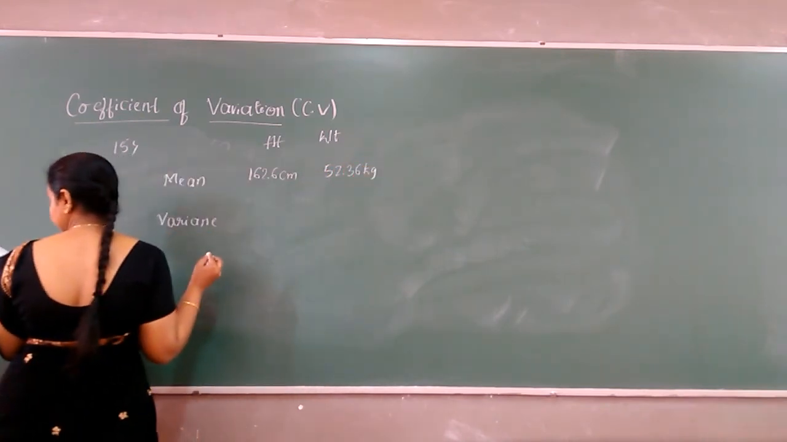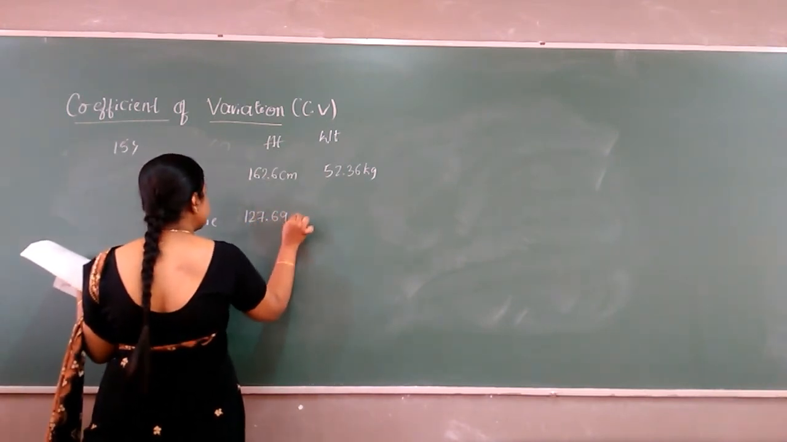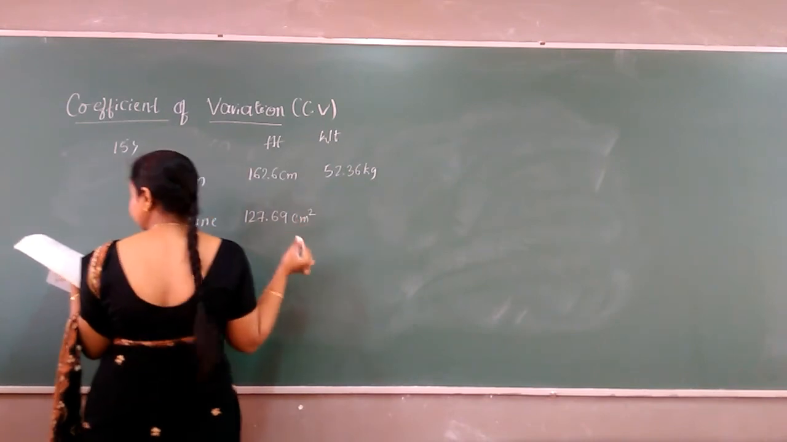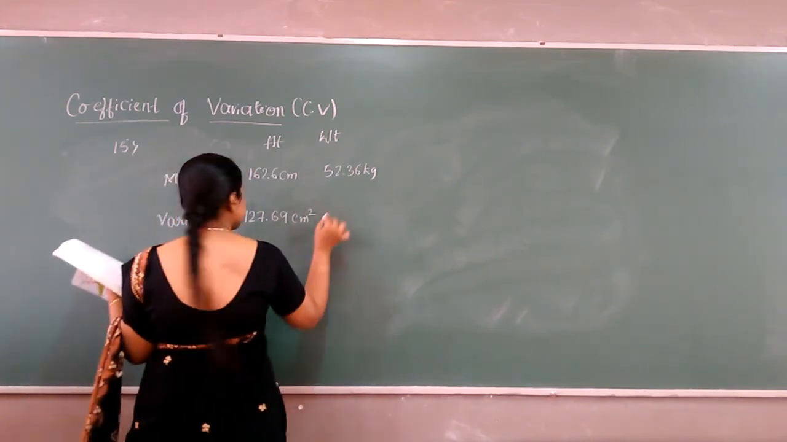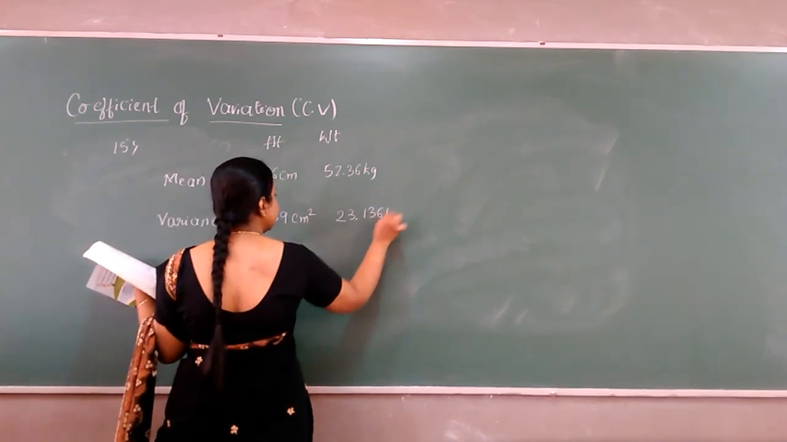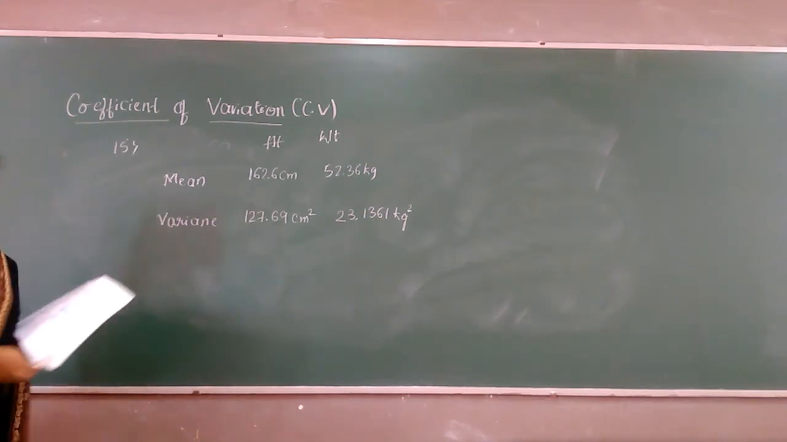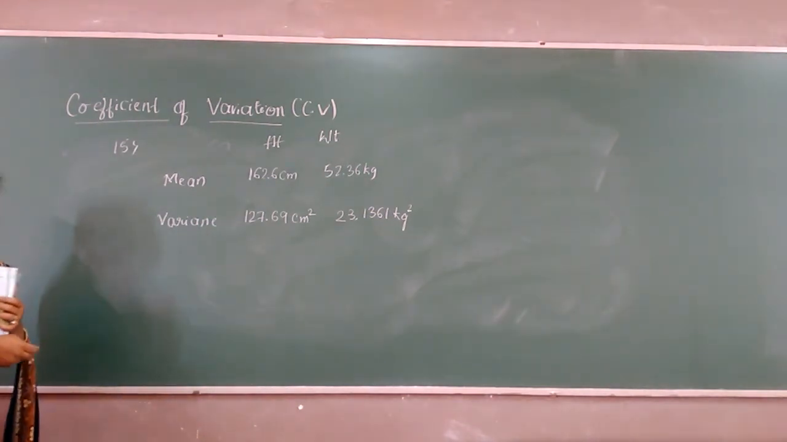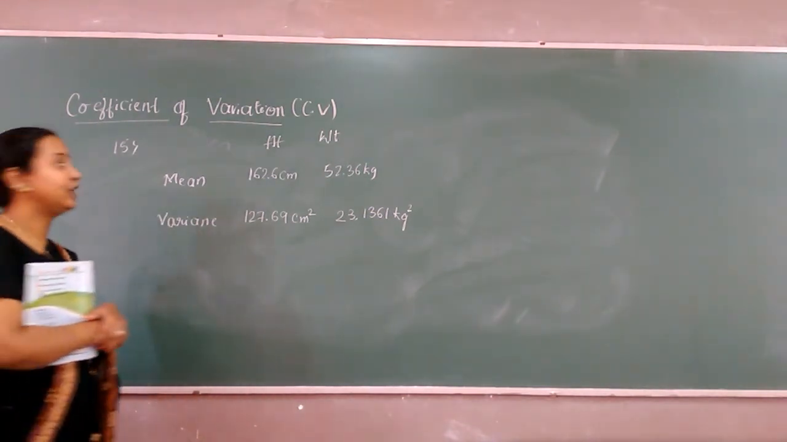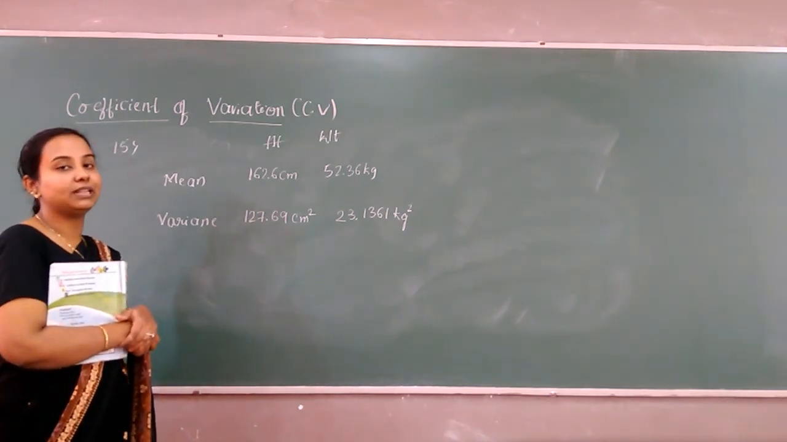Okay, similarly variance is 127.69 centimeter square, and for the weight, variance is 23.1361 kg square. So this is what is given. As already I have mentioned, if the coefficient of variation of weight is more than height, then we can say that weight is more variable than height.